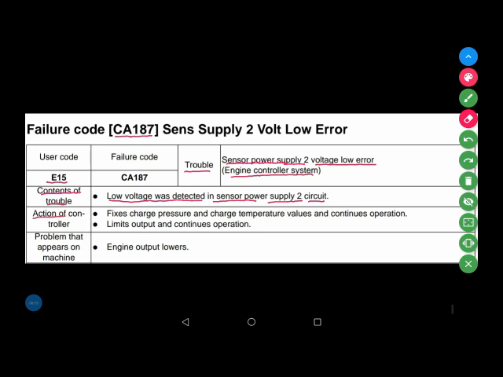What is the controller action? It fixes the charge pressure and charge temperature values and continues operation, limits output and continues operations. And the problem that appears on the machine is lower engine output.